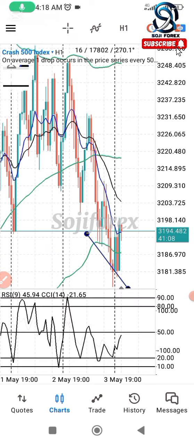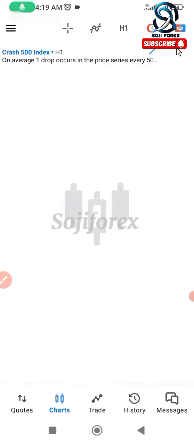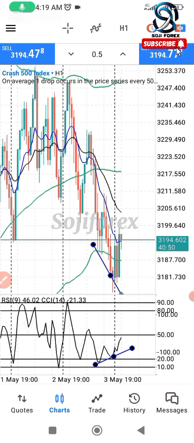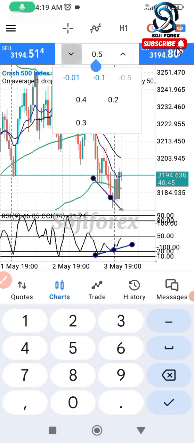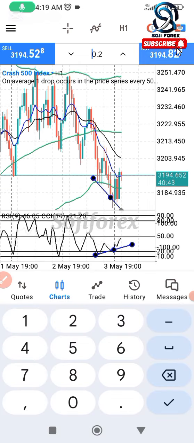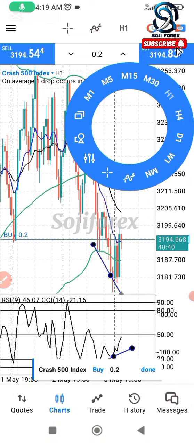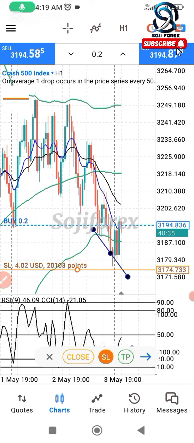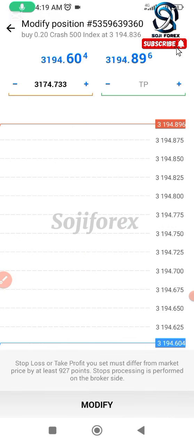Here now, this is a typical divergence. Now you need to backtest and train your eyes to be able to identify how these patterns are actually formed. So here is a divergence scenario. So this is a bullish entry. So I will be taking a buy trade. I just confirm my entry, and my stop loss is going to be at this low.